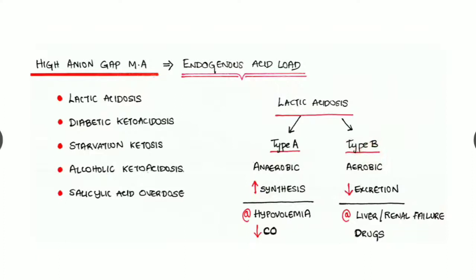Regarding type B lactic acidosis, it is seen in aerobic respiration. Then why is it occurring? It is due to reduced excretion or decreased catabolism, breakdown of the lactic acid from the body. Why? It is seen in liver or renal failure or when the patient is being treated with some drugs which inhibit the excretion or removal of the lactic acid from the body. And these are the examples of high anion gap metabolic acidosis.